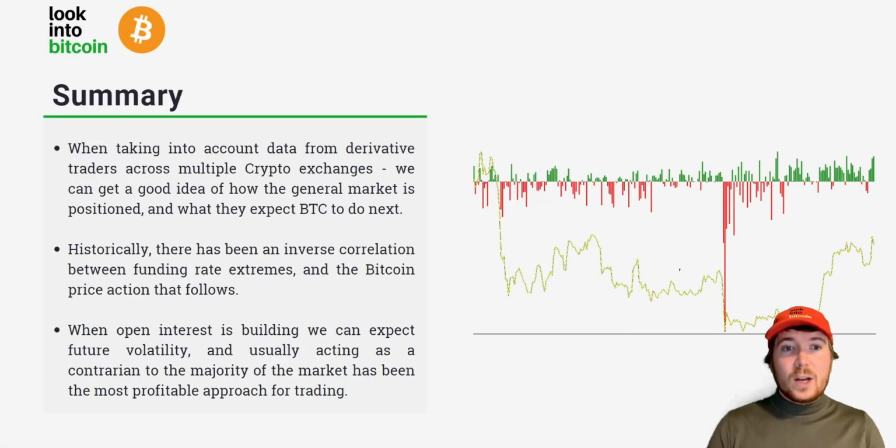So just to summarize, once we collate these two data points and use them as confluence, the derivative data we have on lookintobitcoin.com, we can get a good general idea of how the market is positioned and what they're anticipating the next Bitcoin move to be. And historically, there has been an inverse correlation between funding rate extremes and the Bitcoin price action that follows. And especially once we see a huge amount of open interest, that indicates that there's so much potential for a big volatile move in the Bitcoin space. Those are a great opportunity to jump on, as they usually indicate a potential turning point in the market.